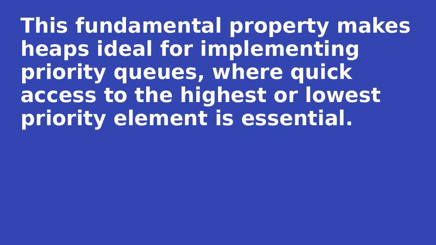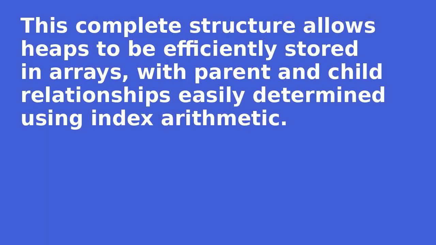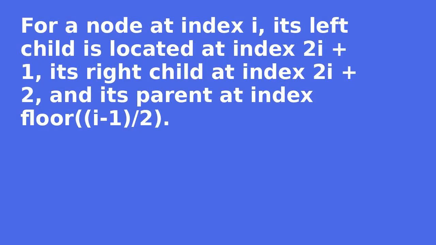Heaps are generally implemented as complete binary trees, meaning that all levels of the tree are fully filled except possibly for the last level, which is filled from left to right. This complete structure allows heaps to be efficiently stored in arrays, with parent and child relationships easily determined using index arithmetic. For a node at index i, its left child is located at index 2i plus 1, its right child at index 2i plus 2, and its parent at index floor((i-1)/2).